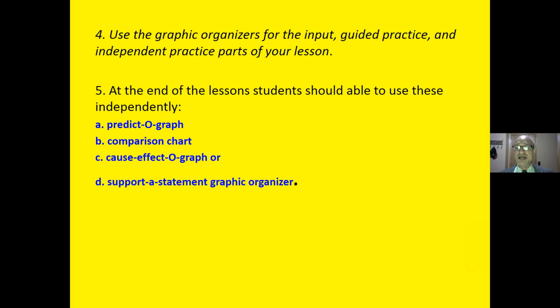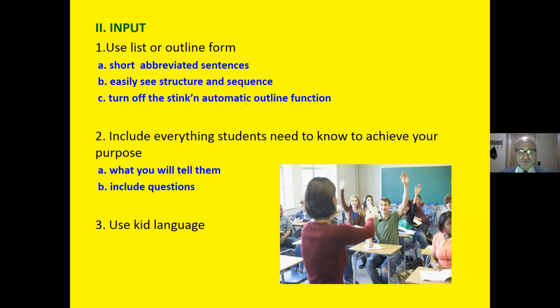Use the graphic organizers for input, guided practice, and independent practice. And I'll show you what these look like. At the end of the lesson, your students should be able to use one of these independently. And these are all presented in the book or other places. For the input, you want to use list or outline form. Use abbreviated sentences. Now, outline form is different than an outline. You should be able to hand it to another student or a teacher, and they should be able to teach from it. If it's a single word outline, you can't do that.